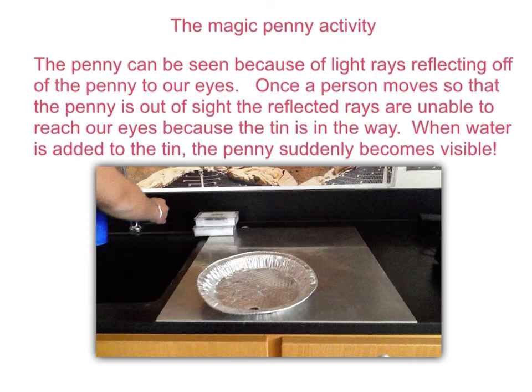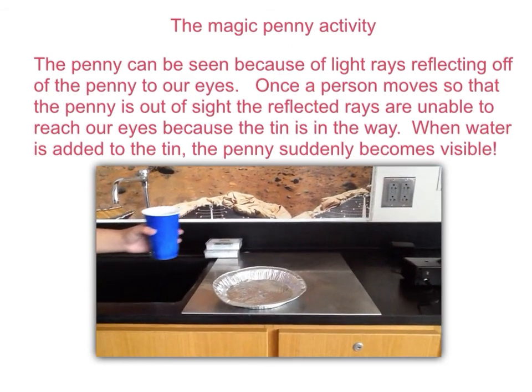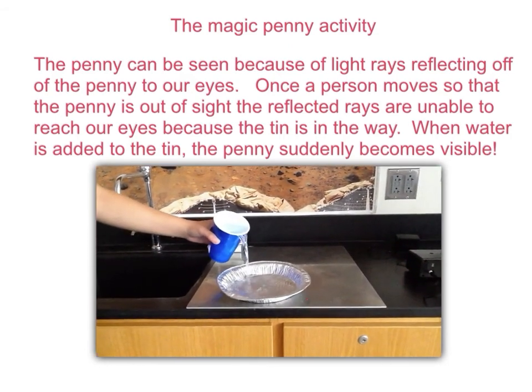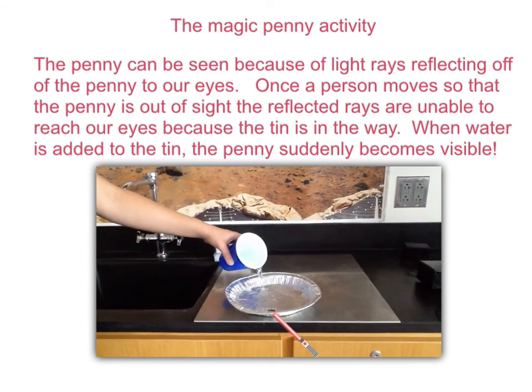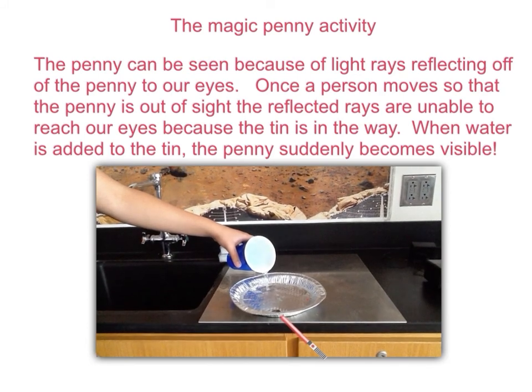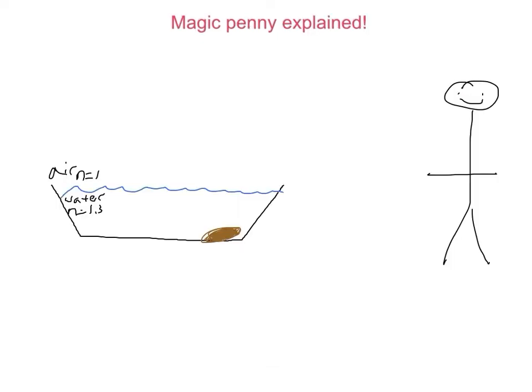So, the magic penny activity. The penny can be seen at first in the video like this because of the light rays reflecting off of the penny and into our eyes, but once we move away, we can't see it anymore. But when we add water, you can see here that the image of the penny starts to rise up in the pan, even though we haven't moved, and obviously neither has the penny. So this is the magic penny explained.